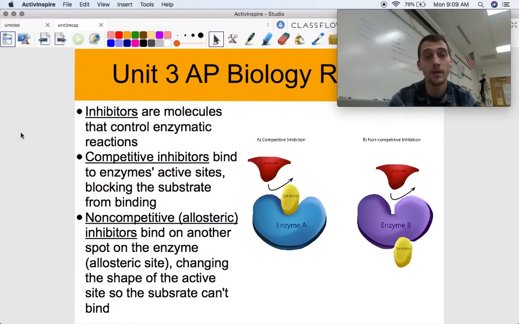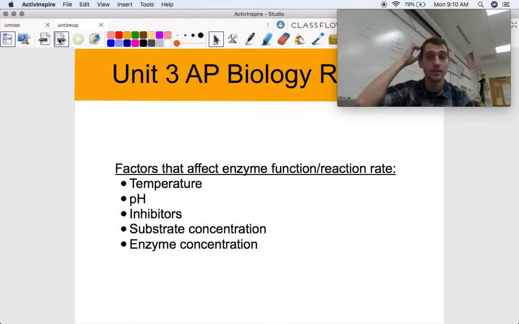So there's two kinds of inhibitors. Competitive ones block the substrate from binding, kind of like enzyme A over here. And non-competitive, aka allosteric inhibitors, bind at another spot on the enzyme, and they change the shape of the active site so the substrate can't fit. Okay, so here's my inhibitor. It's at an allosteric site, or a separate binding site, and it changes the shape of the active site so the substrate cannot fit in, and it can't cause a reaction anymore. Okay, so those are competitive and non-competitive, aka allosteric, inhibitors.